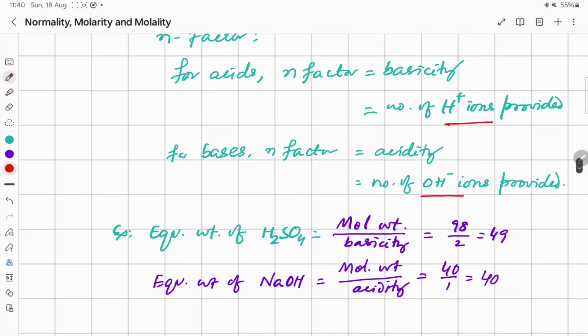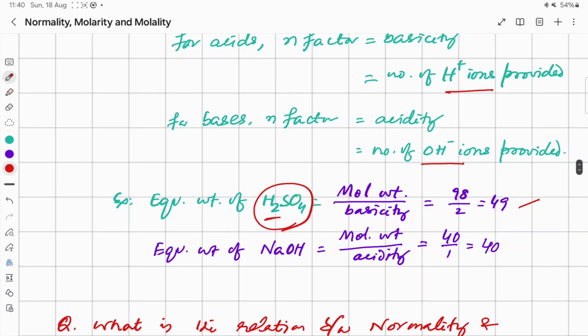So for example, sulfuric acid, H2SO4, can provide 2 H. So molecular weight by basicity is equal to 98 by 2 is equal to 49. So equivalent weight is 49, molecular weight is 98. Similarly, for sodium hydroxide, equivalent weight is equal to molecular weight by acidity, and here 1 OH can be provided. So acidity is 1. So 40 by 1 is 40. So molecular weight is equal to equivalent weight for sodium hydroxide.